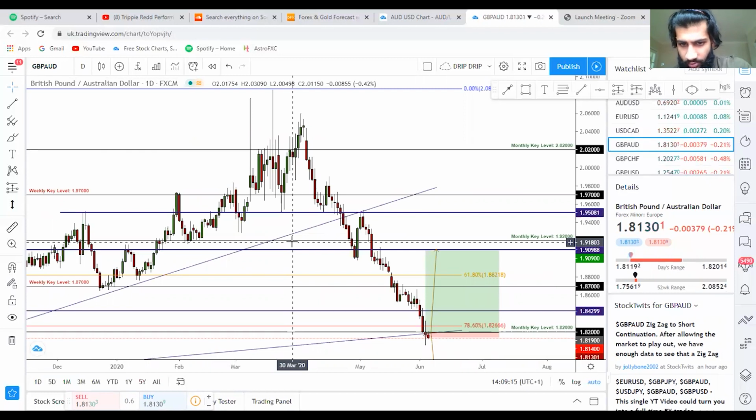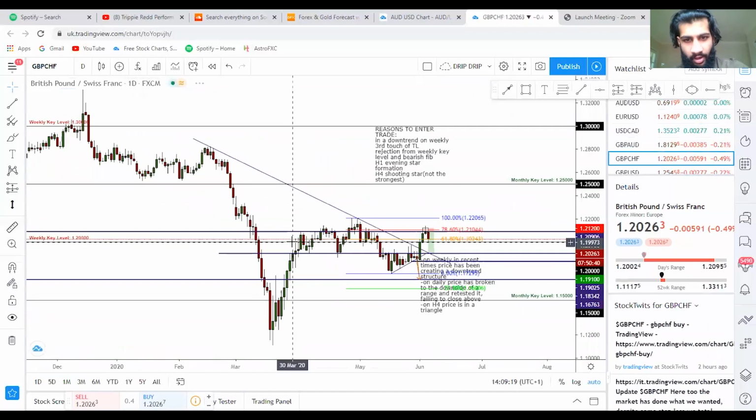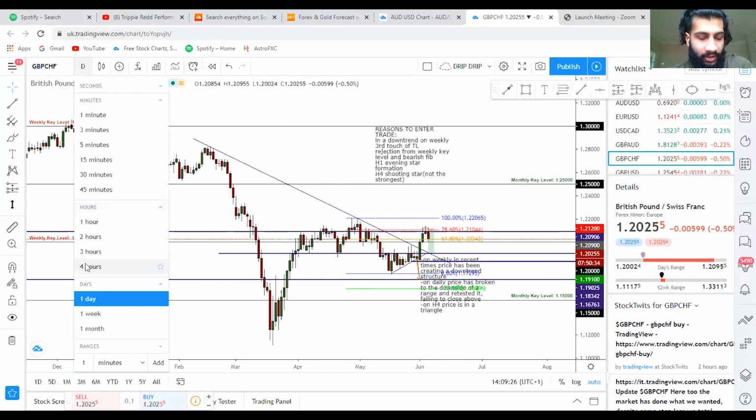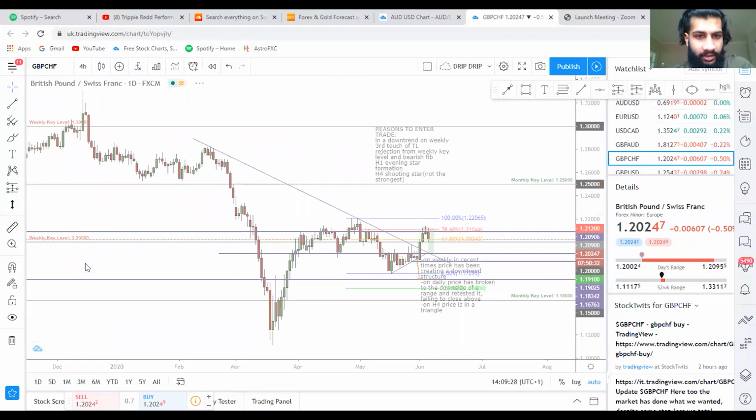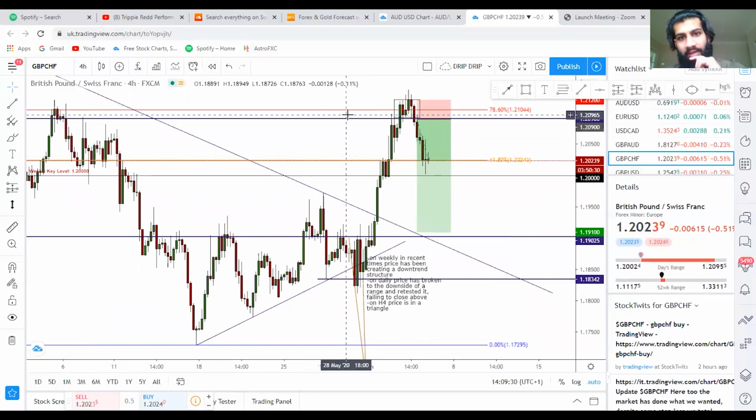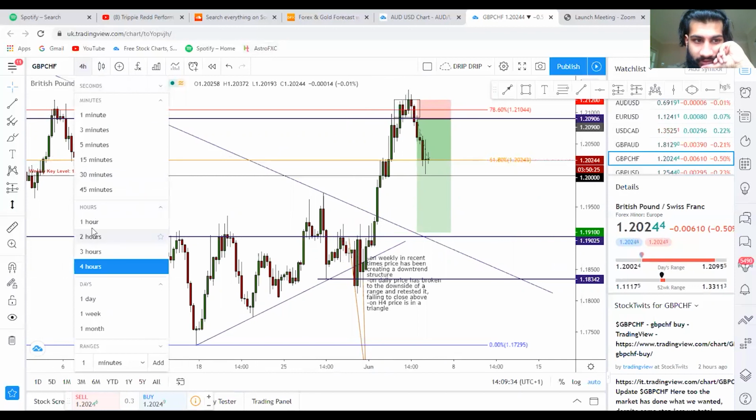GBPAUD may be looking to move down. Interesting. Still might stay away from it. I don't know. Right, GBP CHF. I did place a pending order on this. So I'll double check.